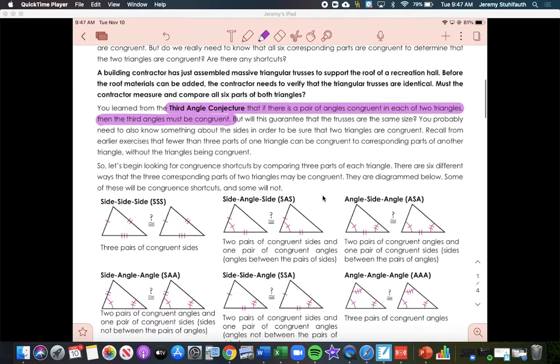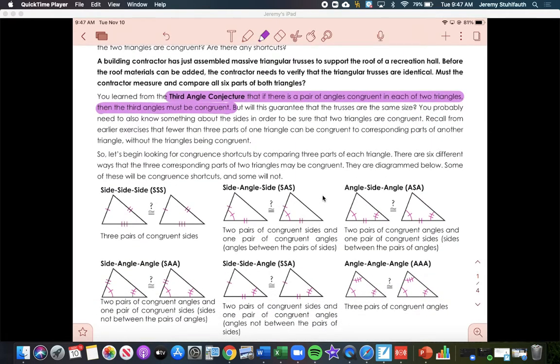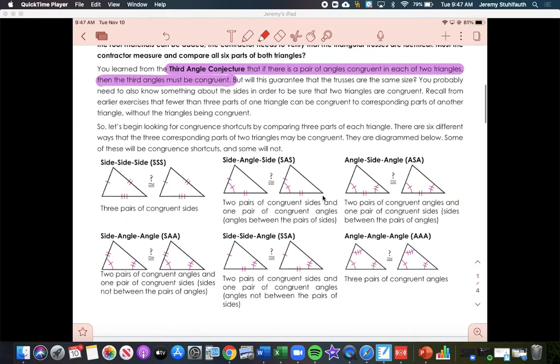So what we're going to do is begin looking for shortcuts for triangle congruence. We're going to spend the time looking at congruence shortcuts by comparing 3 parts of each triangle. There are 6 different ways that the 3 corresponding parts of 2 triangles may be congruent, and they're listed below here.